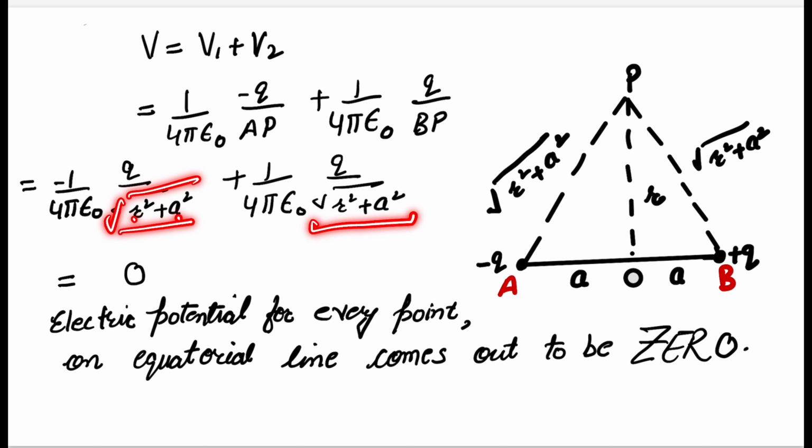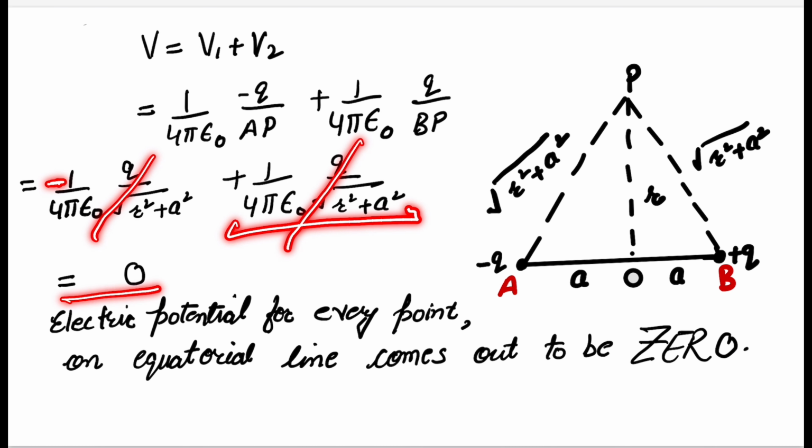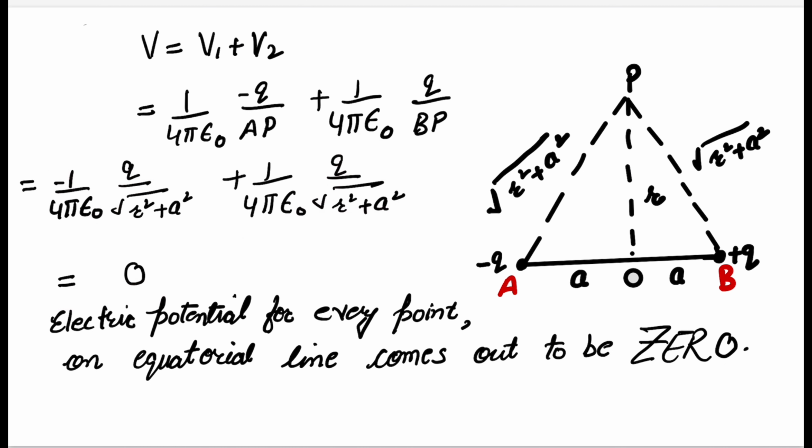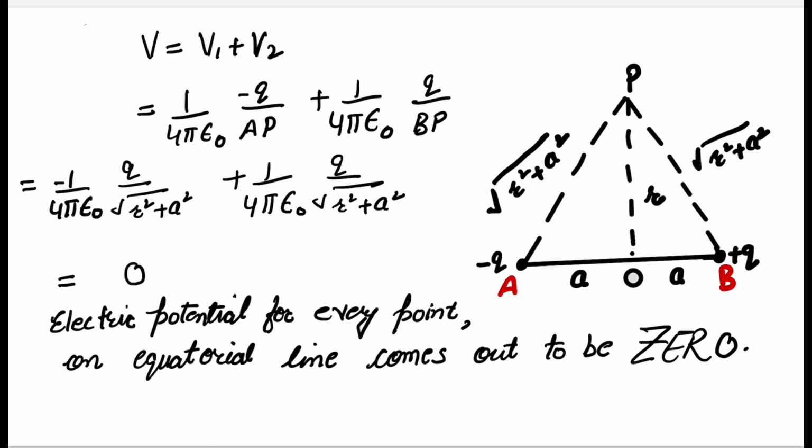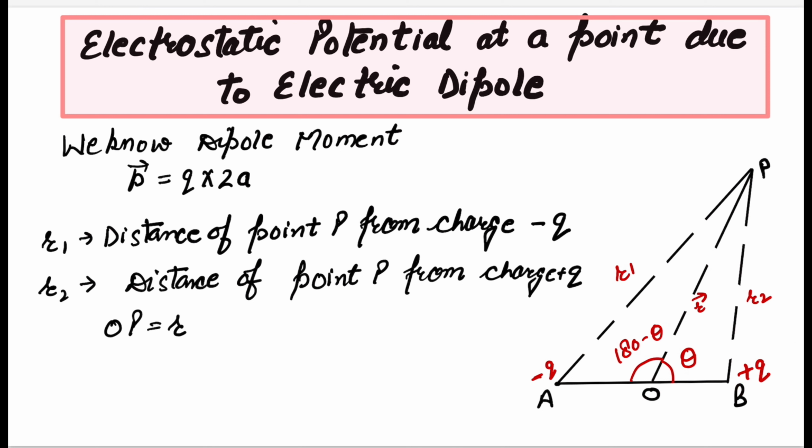We substitute in both expressions. The minus sign is here, and this entire term is exactly the same but positive, so they cancel out. The answer comes out to be 0. So we can conclude that the electric potential for every point lying on the equatorial line of the dipole comes out to be 0.